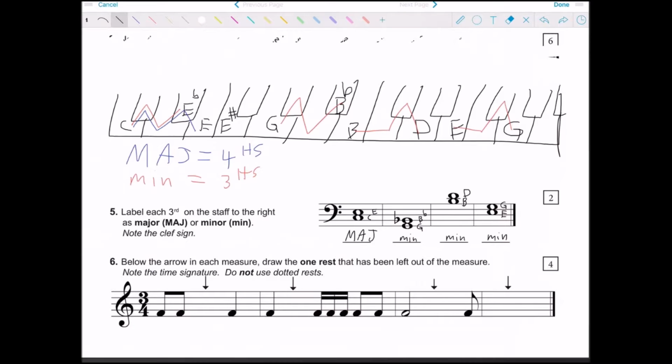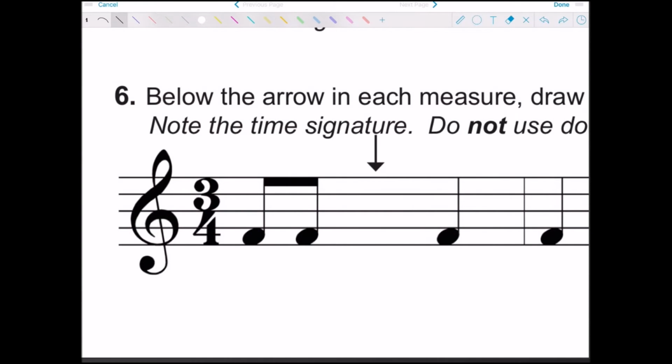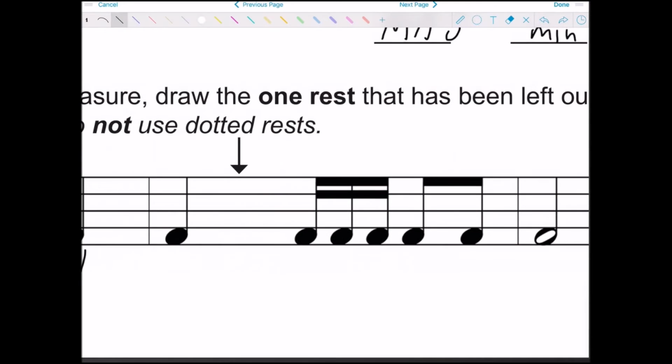It says, below the arrow in each measure, draw one rest, not a note, that has been left out of the measure. Note the time signature. Do not use dotted rests. Okay, very simple. We are in 3/4 time, as indicated right here, 3 beats per measure. So let's figure out how many beats we have. Here I have 1 beat, here I have another beat, I have 2 beats, I need 1 more, so I need a quarter rest.